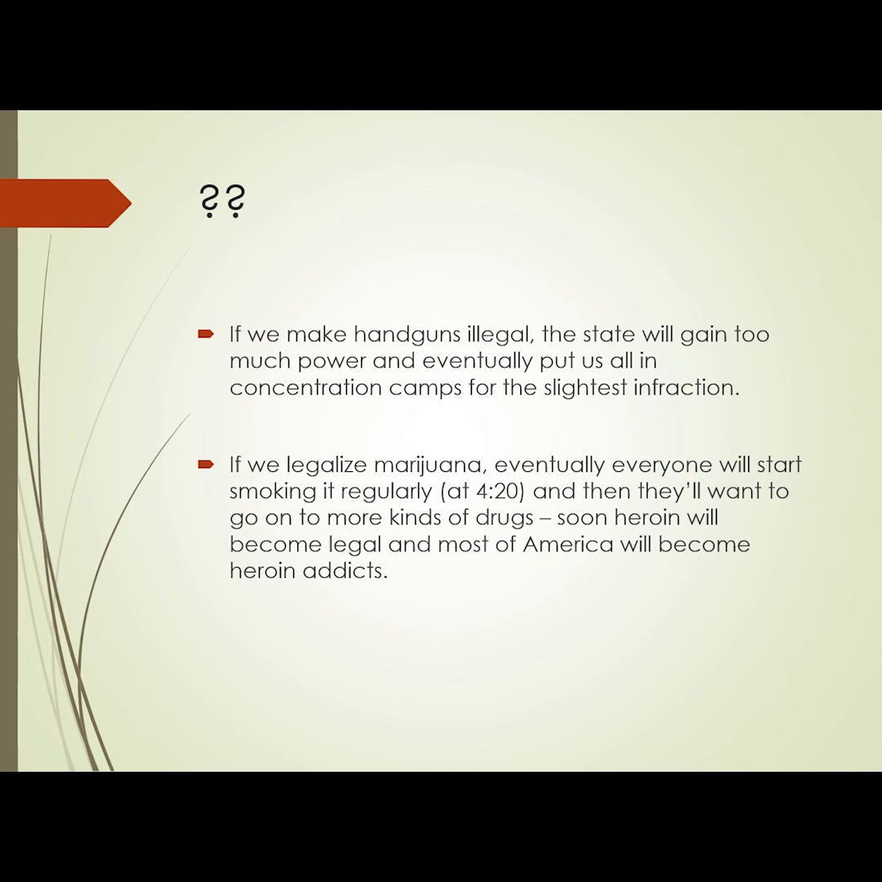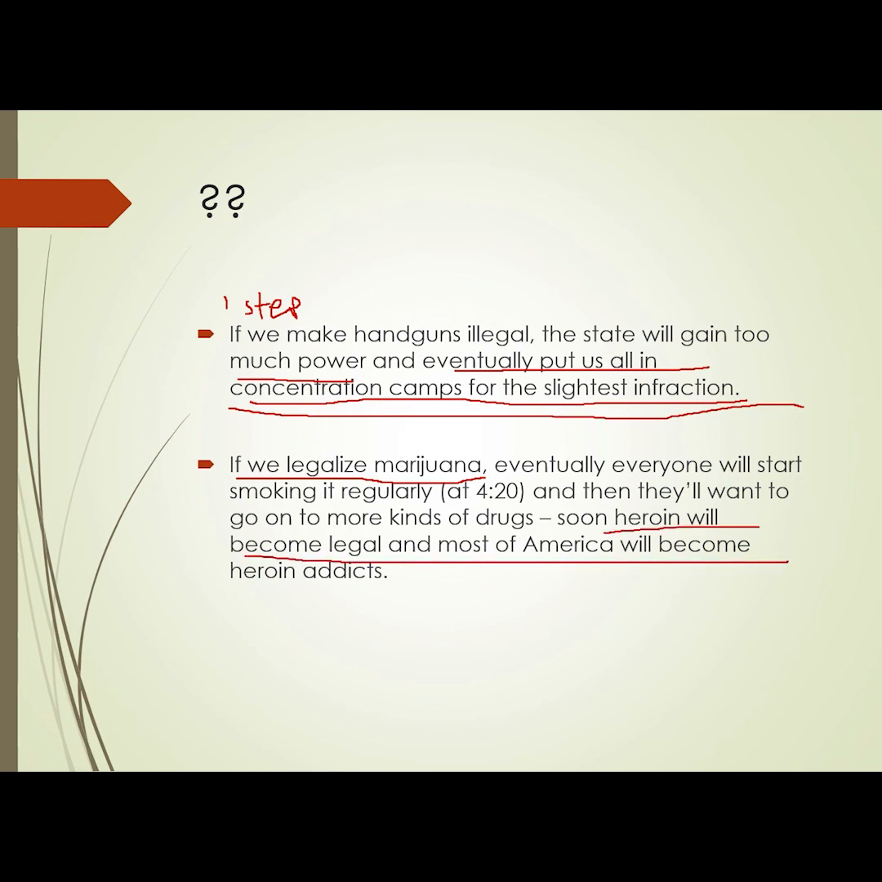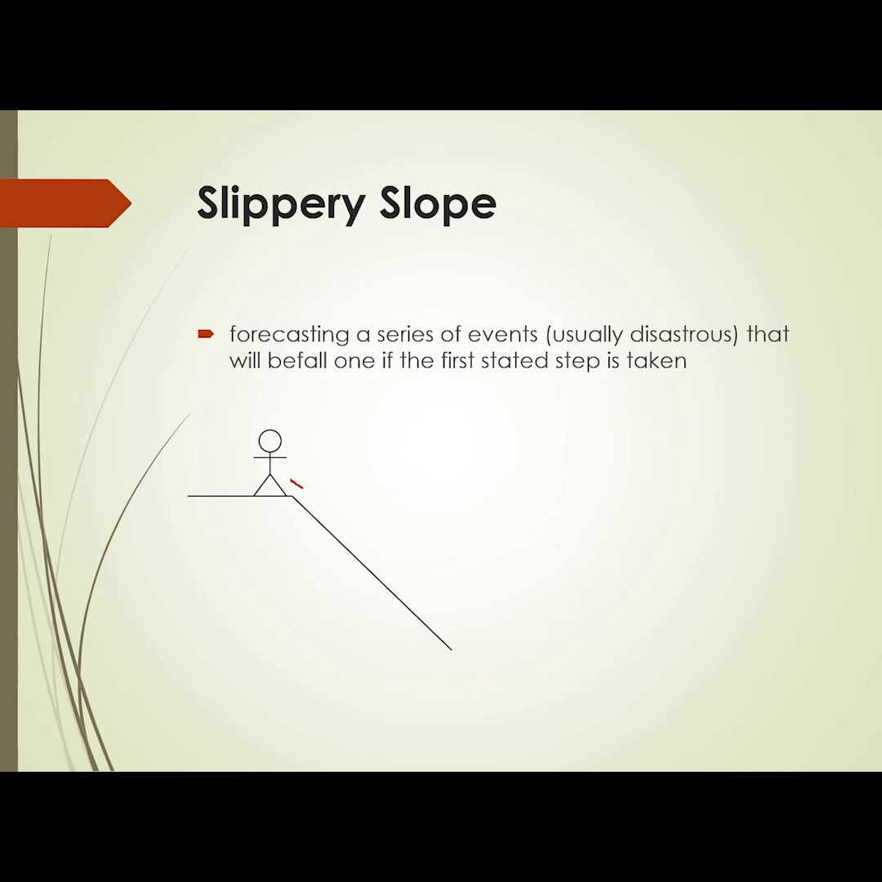If we make handguns illegal, the states will gain too much power and eventually put us all in concentration camps for the slightest infractions. So, first step, and the result. If we legalize marijuana, first step, heroin will become legal and most of America will become heroin addicts. So if we allow people to smoke weed, they're all going to go to heroin eventually. Slippery slope. It goes down very quickly.